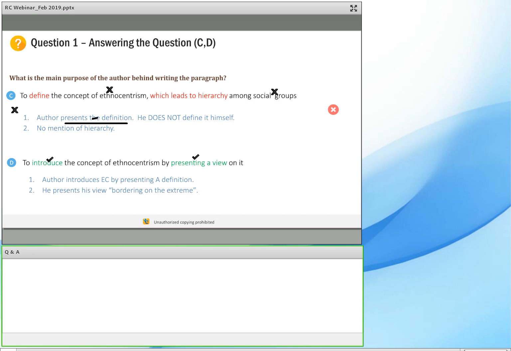Abhishek says, isn't the word concept too broad? No, when you see introducing a concept, then it's not too broad. Remember the word introduce over here.